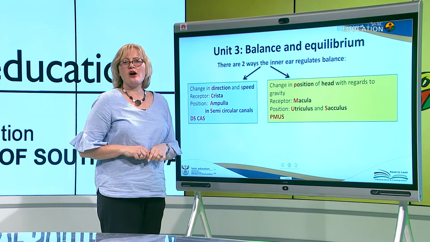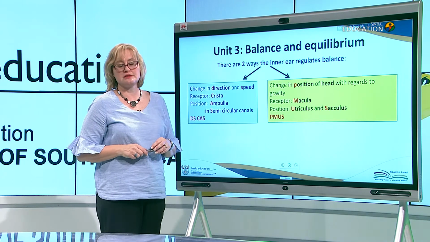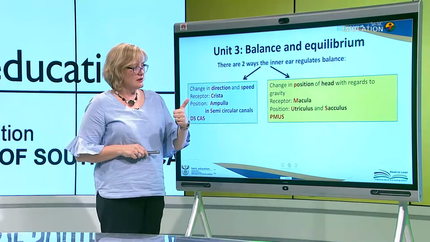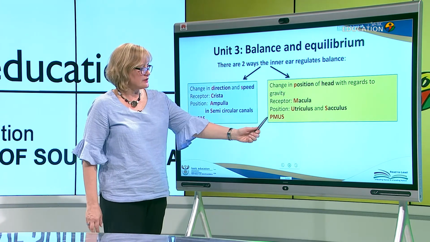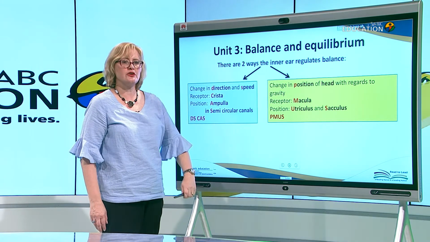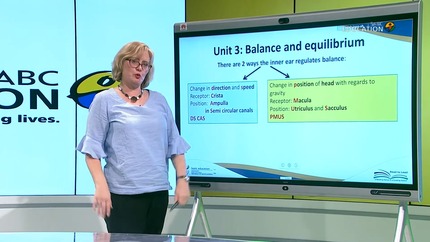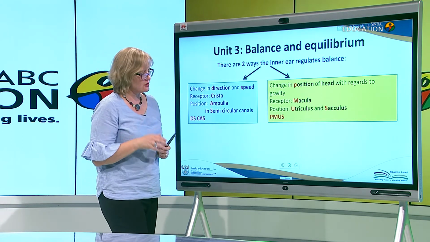The receptors here are macula, and they are found in the Utriculus and Succulus. So position of head, macula, Utriculus and Succulus. And look at the mnemonic there, pimus, pimus. Right, so you've got DS cas and pimus. Remember it like that, and you'll be able to answer all the questions.